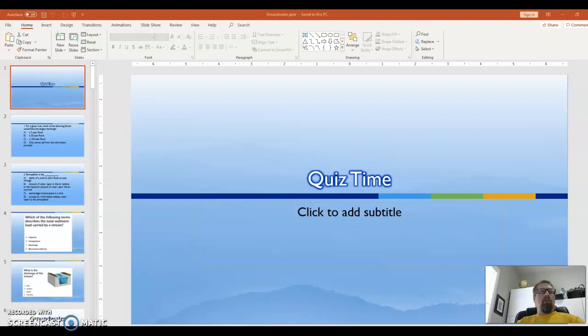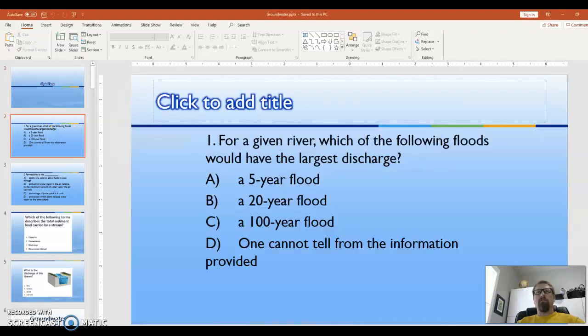All right, so this is the groundwater presentation, but first a few quiz questions. I'll give you a moment to look over the question, and then I will include the answer.